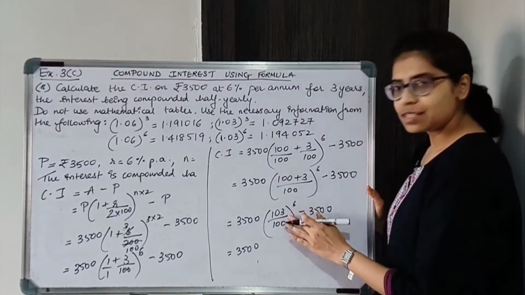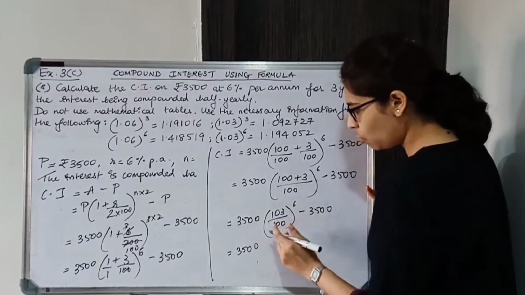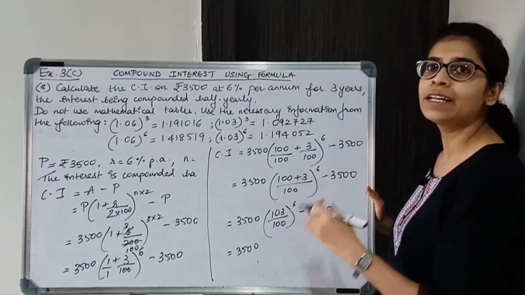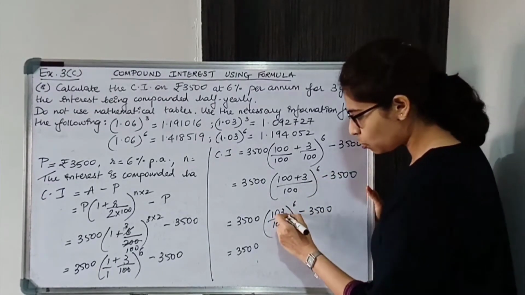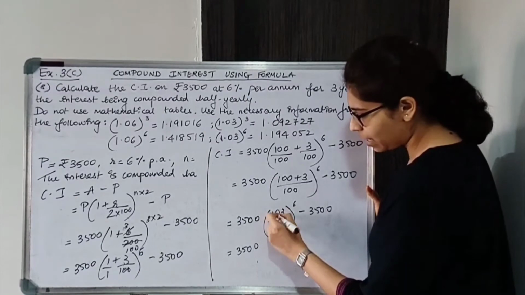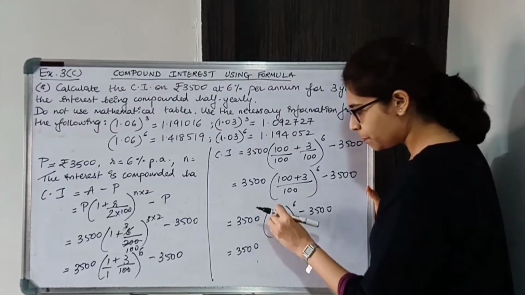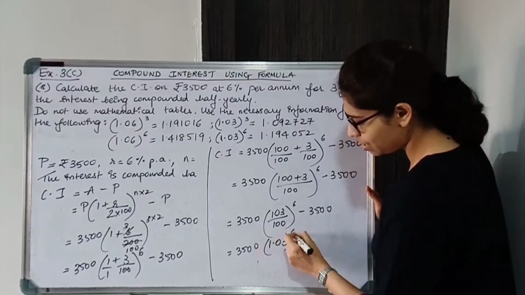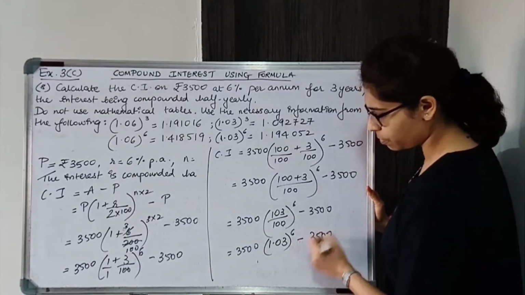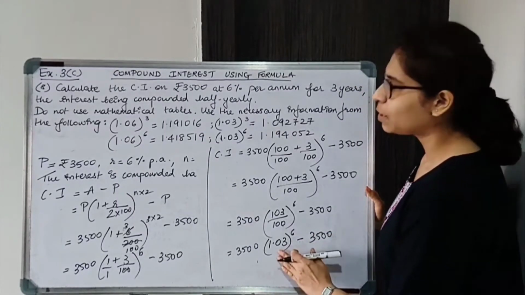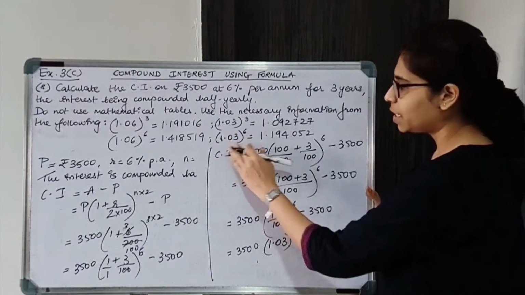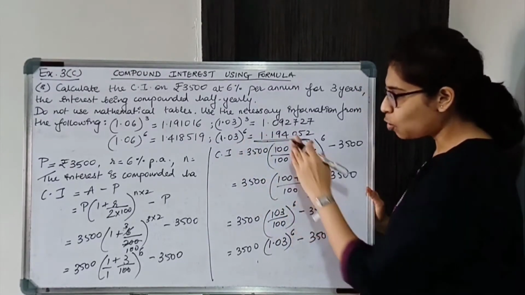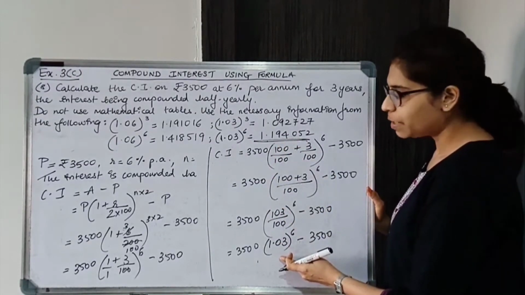Now I can write this in decimal form. Okay, so 103 upon 100, so there are 2 zeros, so we put decimal point after 2 digits from right. So 3 0, and after this we'll put decimal point. Okay, so it will become 1.03 raised to 6 minus 3,500. Okay, so we are getting 1.03 raised to 6. All right, so we'll use this value. All right, we'll substitute this value, but don't substitute now. Okay, it will become difficult.